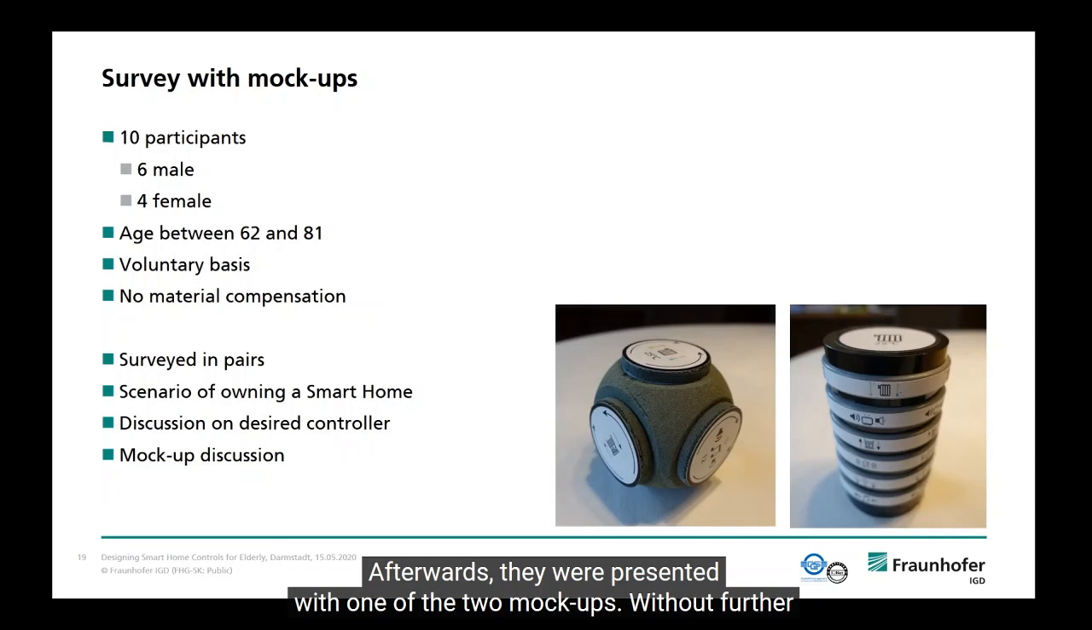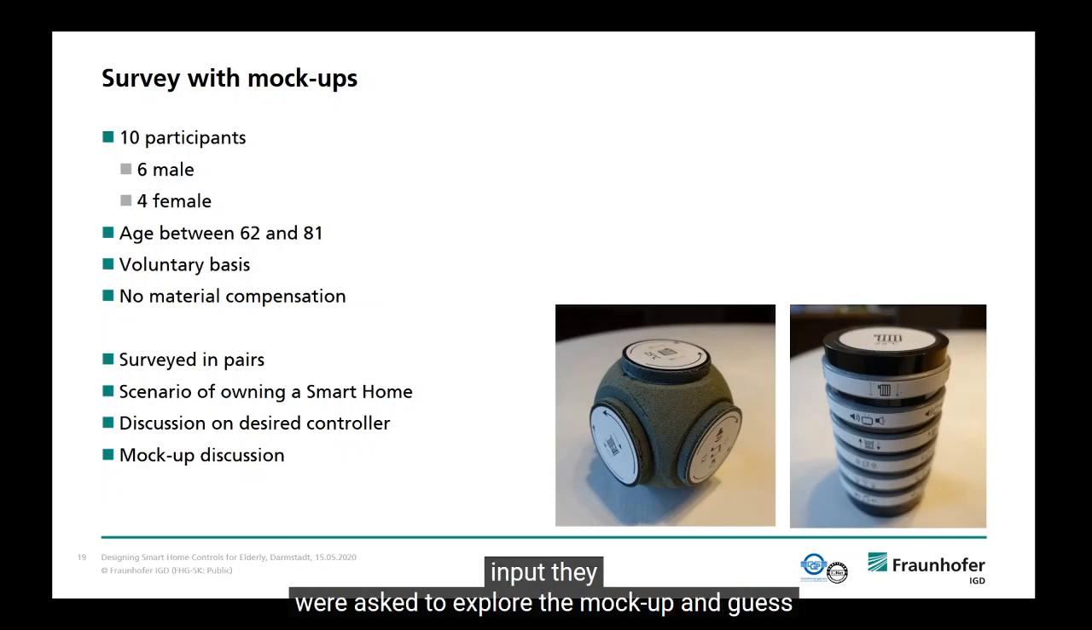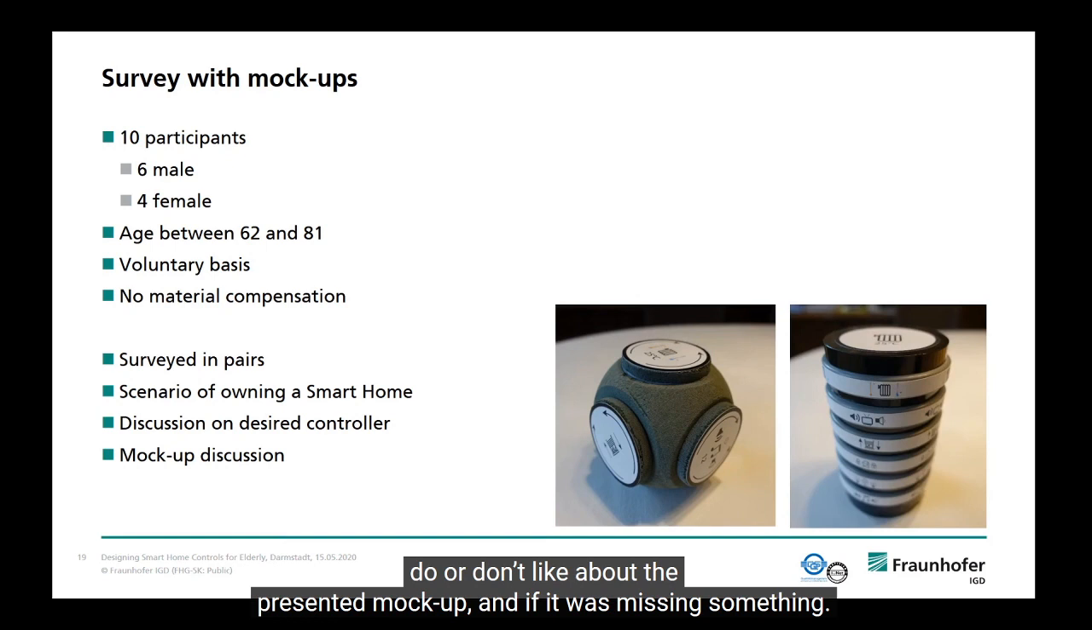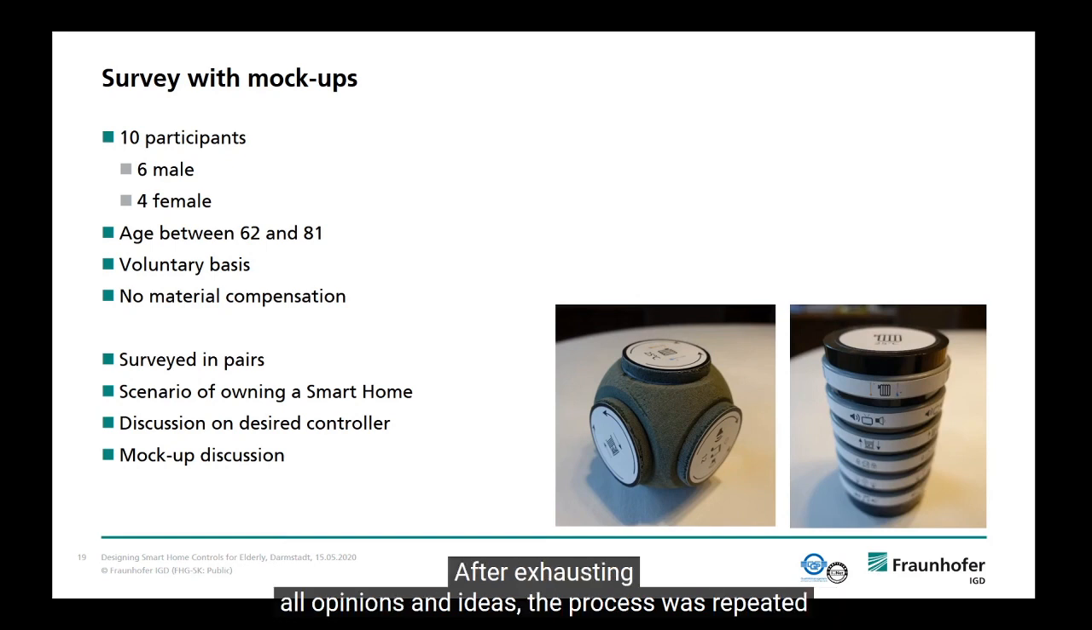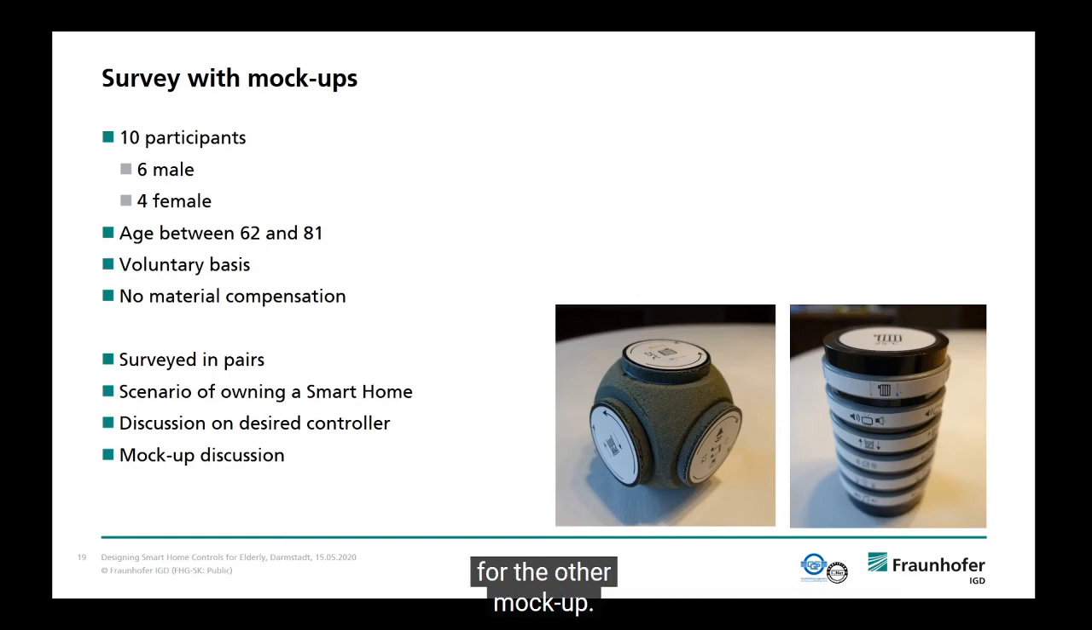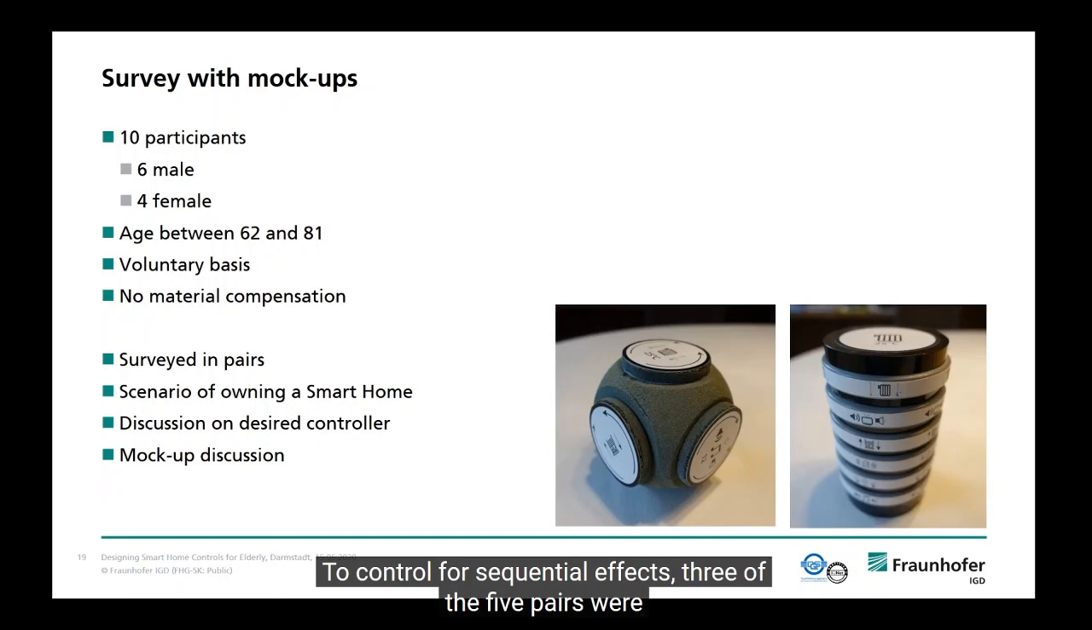Afterwards, they were presented with one of the two mockups. Without further input, they were asked to explore the mockup and guess its functions. Participants were then asked about what they do or don't like about the presented mockup and if it was missing something. After exhausting all opinions and ideas, the process was repeated for the other mockup. To control for sequential effects, 3 of the 5 pairs were given the cube first, while the other 2 pairs got a cylinder first.